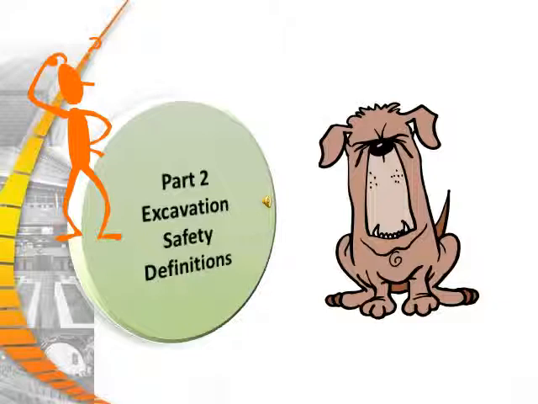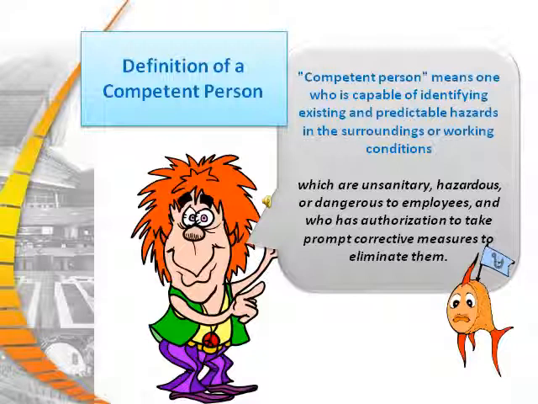Part 2, Excavation Safety Definitions. The definition of a competent person. Excavation safety, when talking about a competent person, means one who is capable of identifying existing and predictable hazards in the surroundings or working conditions, which are unsanitary, hazardous, or dangerous to employees, and who has the authorization to prompt corrective action to eliminate them.